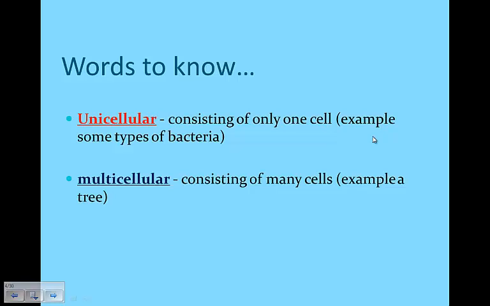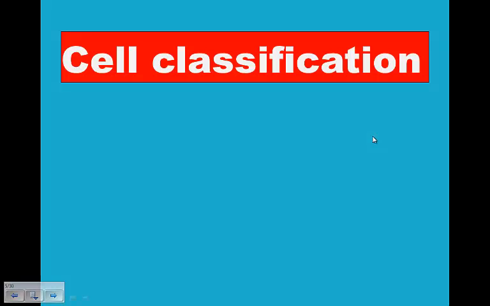Multi, the prefix multi means many. And so multicellular consists of many cells. Trees, dogs, grass, anything like that consists of many cells. And then you have subcellular, sub meaning below. So this means it lacks the organization of a cell. So it doesn't even have that.